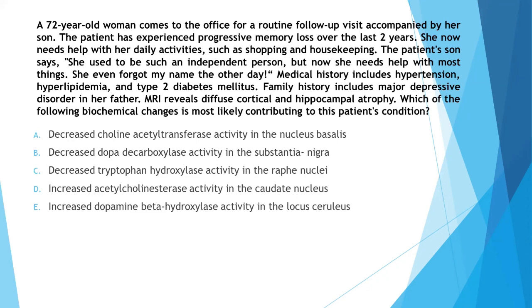You can see the patient is having gradual decline in the memory and function. Medical history includes hypertension, hyperlipidemia, and type 2 diabetes mellitus. Family history includes major depressive disorder in her father. MRI reveals diffuse cortical and hippocampal atrophy.